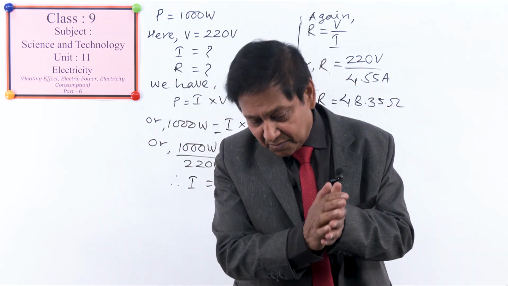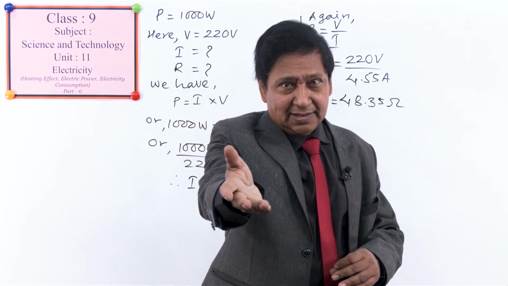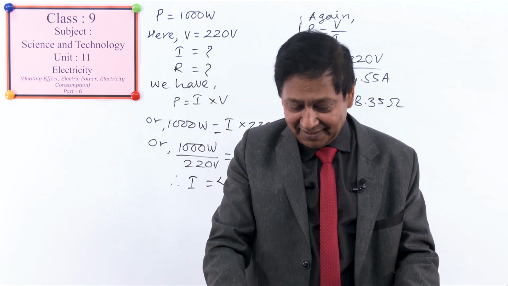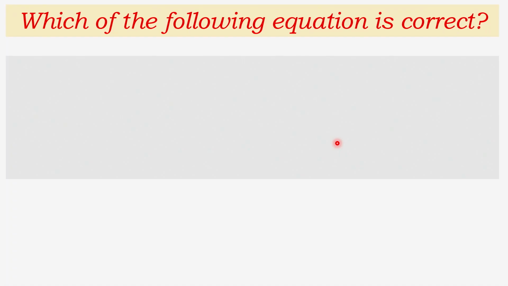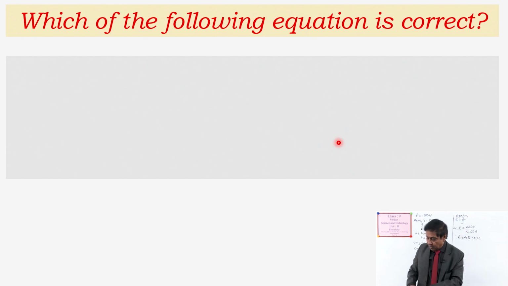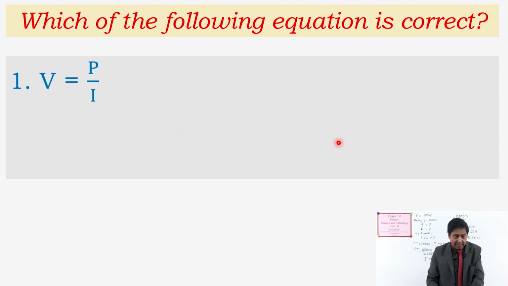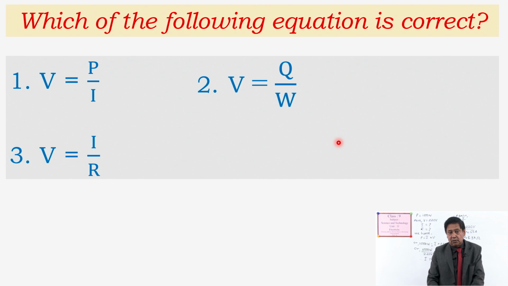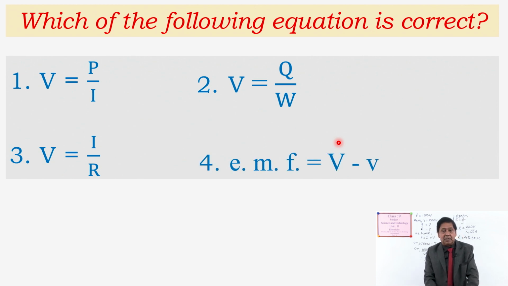Now, why should we go through only problems? Let's take a break with a question. Which of the following equations is correct? We have to select the correct equation from these four. 1. V equal to P by I. 2. V equal to Q by W. 3. V equal to I by R. And 4. EMF equal to V minus v, capital V minus small v. Now, which one is correct, or we can identify each of them. Which is correct, which is not correct.